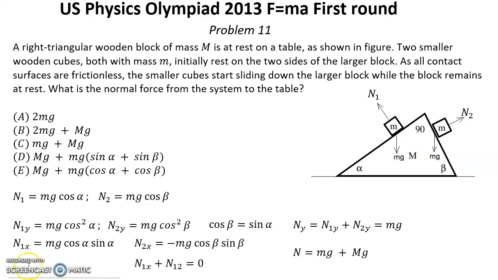Left block pressing in direction x with a force mg cosine alpha sine alpha, and right block pressing with the horizontal force mg cosine beta sine beta, and because cosine alpha equal sine beta and sine alpha equal cosine beta, we have a total force equal 0. It means that we even don't need to hold this triangle block. It will stay automatically.